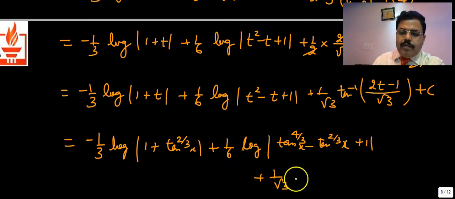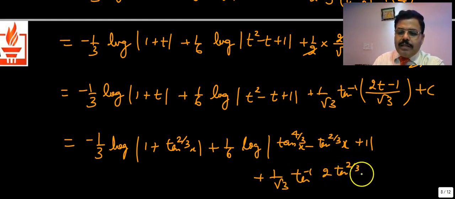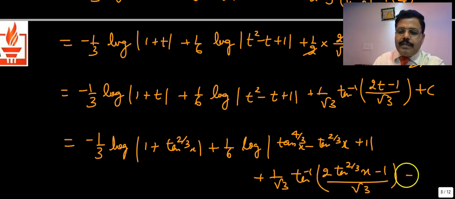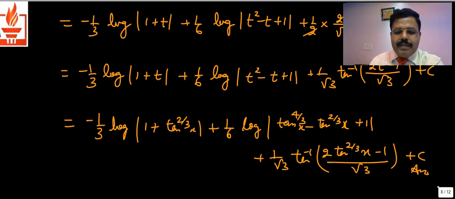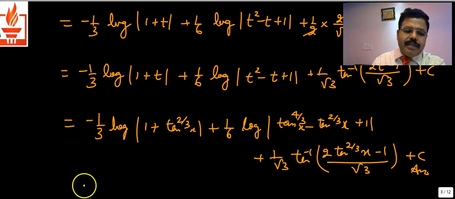1 by root 3 tan inverse (2 tan 2 by 3 x minus 1) upon root 3 plus c, and that will be the answer of this question. So this is a very lengthy one, but still for concept building I think this is required. This question has been asked many times when IIT was subjective, but still this is a great application of this type of question you need to know.